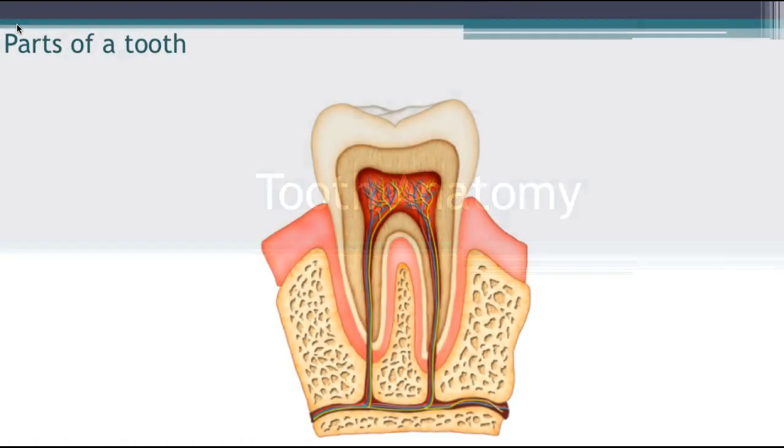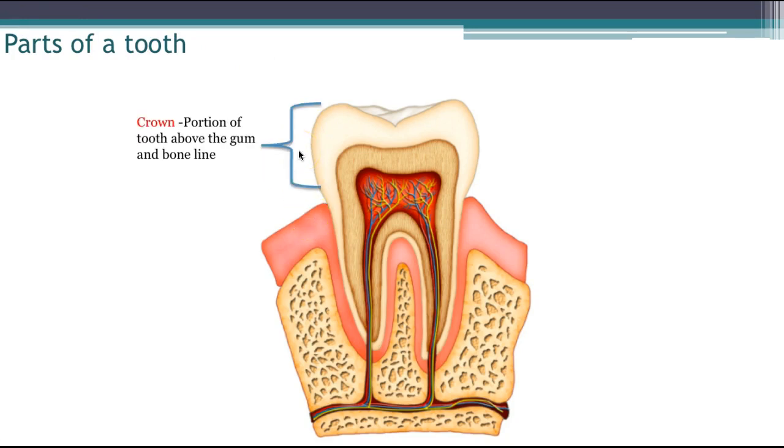We're going to start off with a single tooth. The first part, we're going to split the tooth into three main sections. So the first part will be the crown, which is the portion of the tooth that's above the gum.